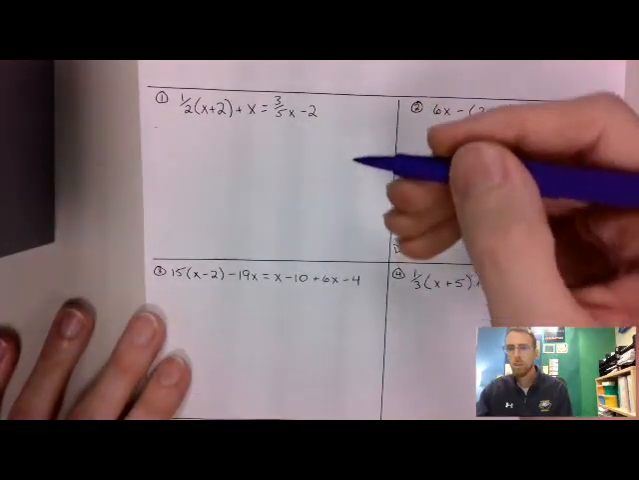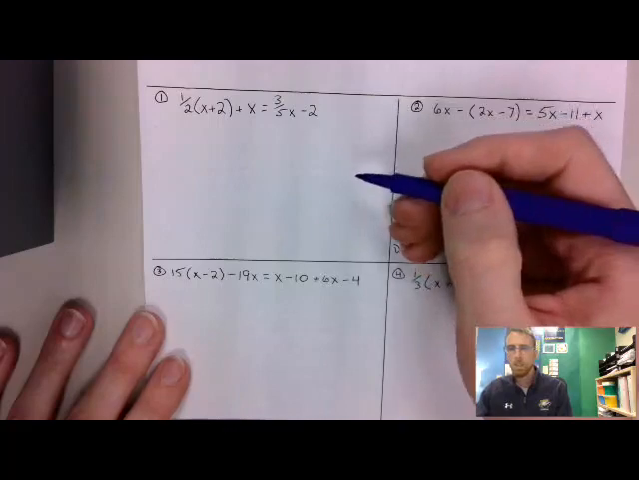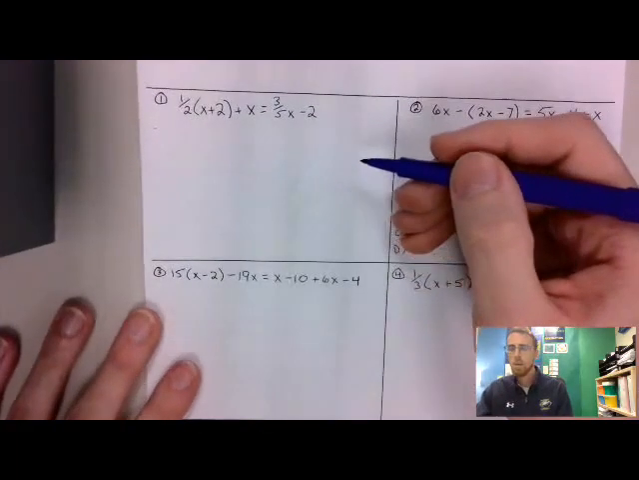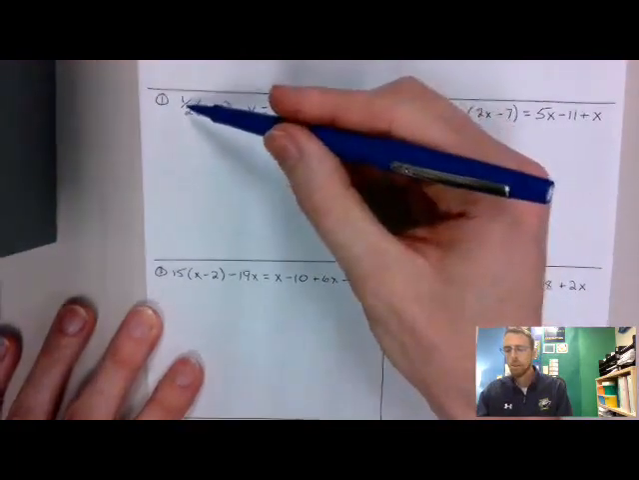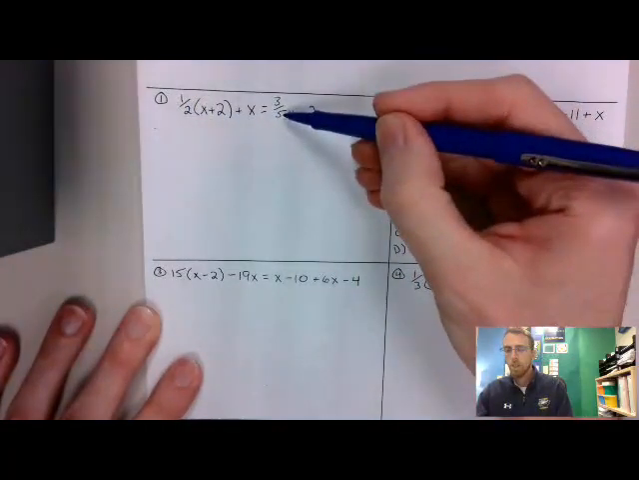Hey guys, today we're going to learn about equations. So I'm going to take you step by step through these equations. So number one, what we notice right away is we have fractions. In order to get rid of fractions, you have to have a common denominator.